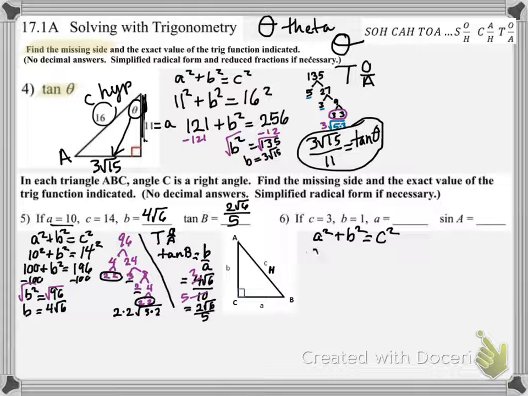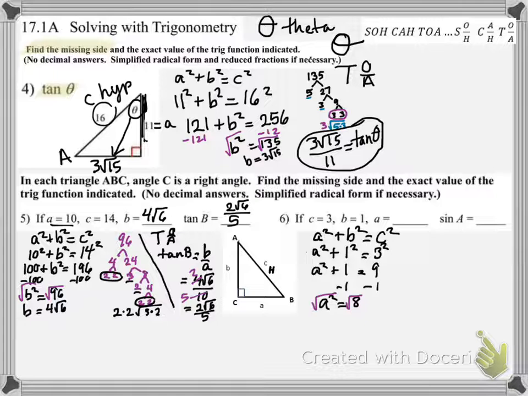So they didn't tell me my A this time. The B is 1. The C is 3. A squared plus 1 equals 9. Subtract 1 on both sides. A squared equals 8. So I'm going to have to find the square root of 8.